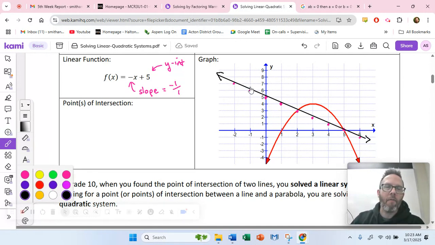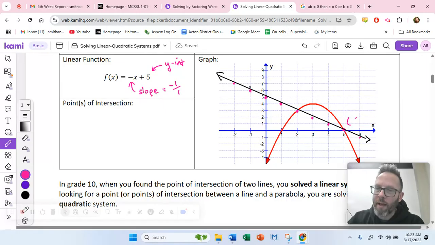And we can read off the 2 points that they meet. Looks like 5, 0 is one. And what's the other one here? It looks like the point 2, 3. Would you guys agree that they meet at those 2 points? So it looks like it's possible for a line and a parabola to meet 2 times as well.